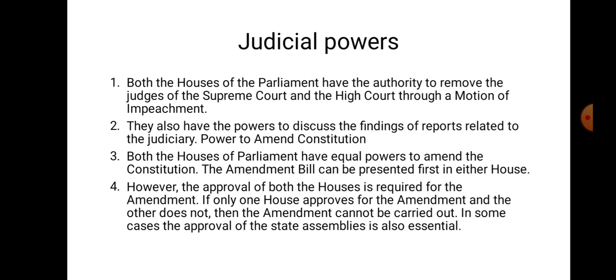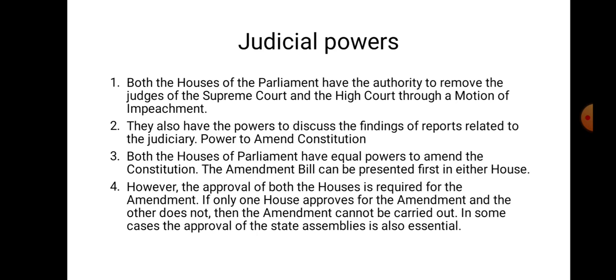Now let us see what are the judicial powers of the Parliament. Both the houses of the Parliament have the authority to remove the judges of the Supreme Court and the High Court through a motion of impeachment. As I said earlier, what is the meaning of impeachment? Impeachment refers to removing that particular officer or judge or any authority from their post. They also have the power, they here refers to both the houses of the Parliament.